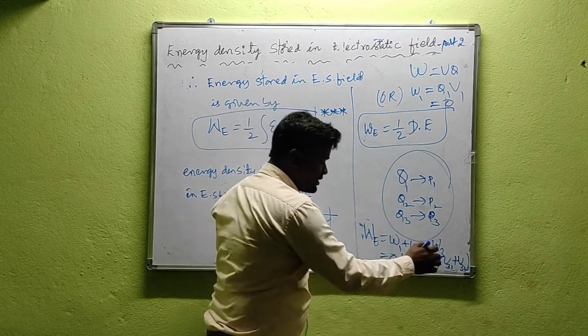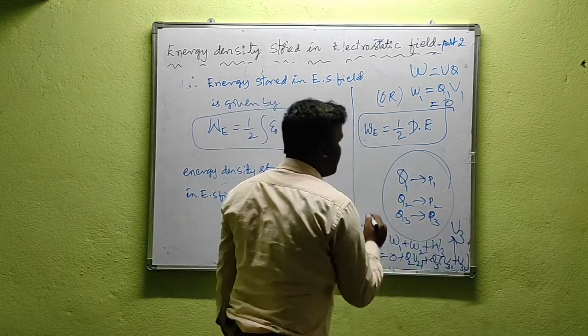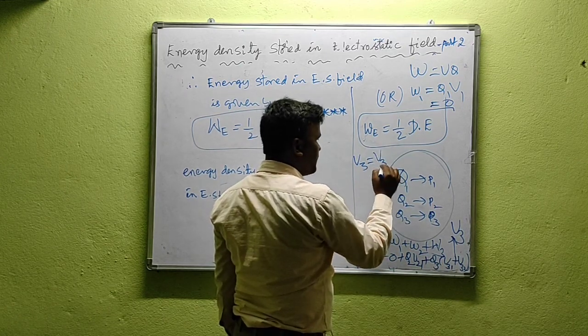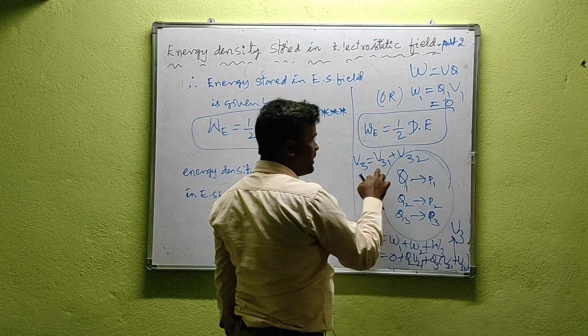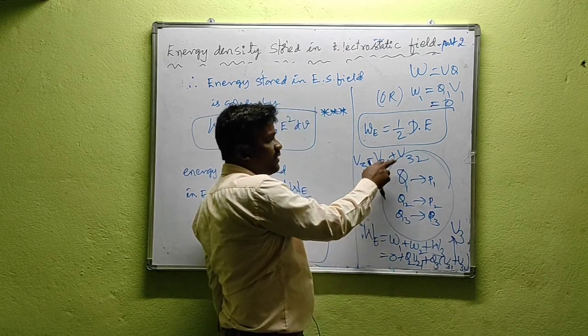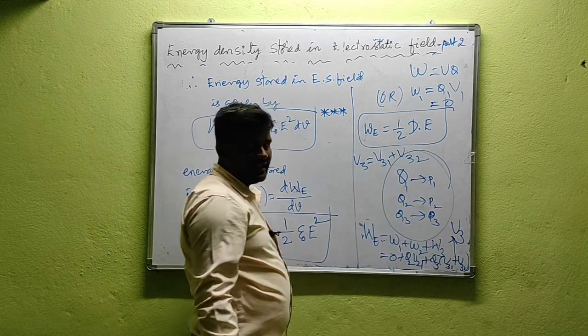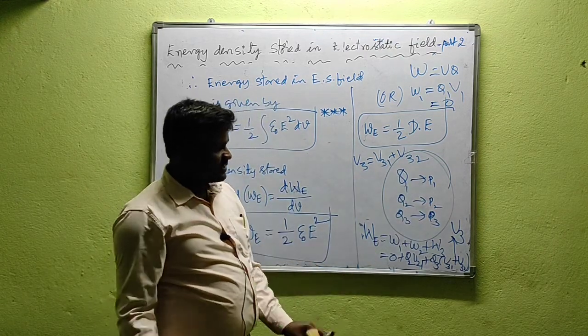So that's why the total potential at point 3 is V3, where V3 can be written as V31 plus V32. What is V31? Potential at point 3 due to Q1. What is V32? Potential at point 3 due to Q2. Clear? Okay.